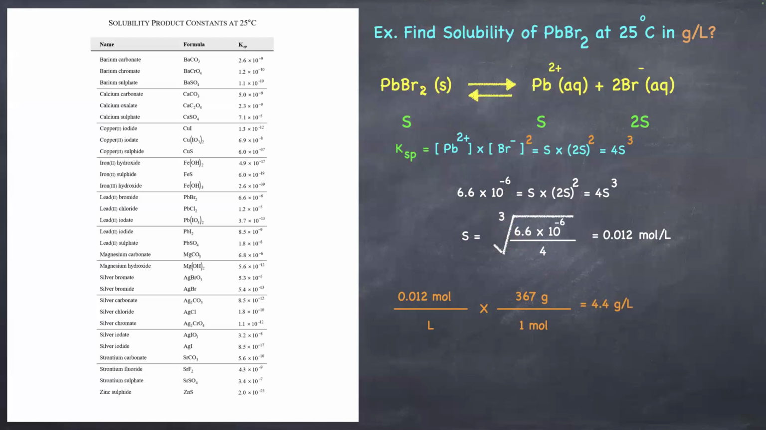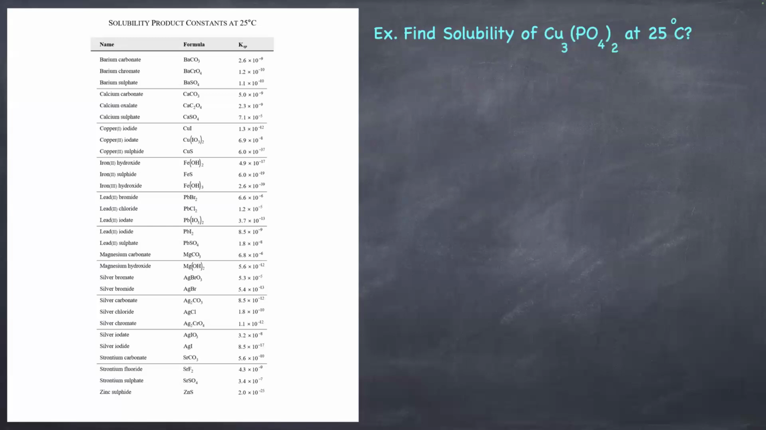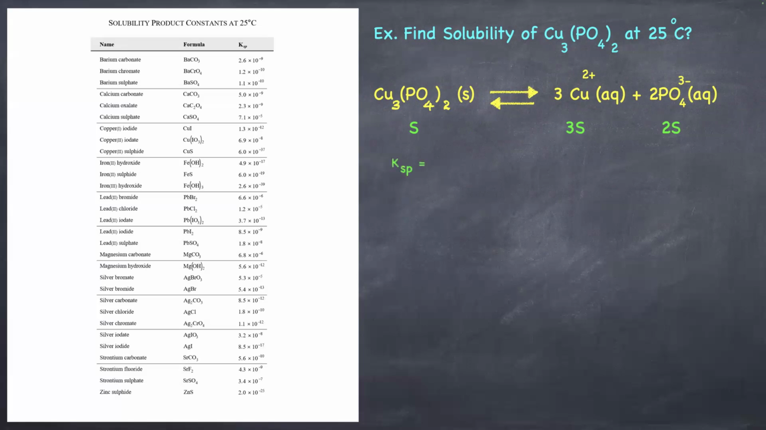Now let's take a look at another example. It says find the solubility of copper 2 phosphate at 25 degrees. Same thing. First step is to write the solubility equilibrium. Second is to write the concentrations and solubilities based on their coefficients. So S, 3S, 2S. Then the Ksp expression. And then we plug in the concentrations based on their 3s and 2s. So Ksp ends up being 108 s to the power of 5.